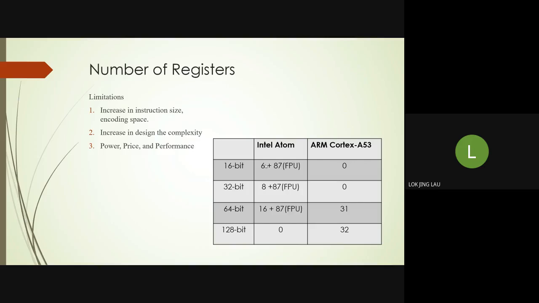There are several limitations that we figured out in these comparisons. Initially we felt that in theory, by increasing the number of registers, we could increase the throughput and performance linearly. But several studies show that beyond 30 registers, the increase is not linear. There are pullbacks and limitations, because as we increase the number of registers, their naming is different, so the instruction size and the encoding space for those registers increase. We also increase the complexity of the design because those registers are facilitated with the pipeline for the microprocessors. Therefore, in the three aspects of power, price, and performance, if you increase the number of registers, you increase the heat dissipation and the price, but the performance doesn't scale that much. So from this perspective, we would consider the ARM Cortex-A53 much better than the Intel Atom.